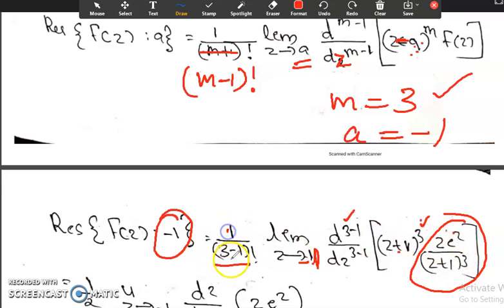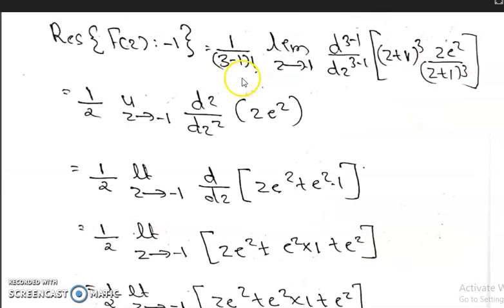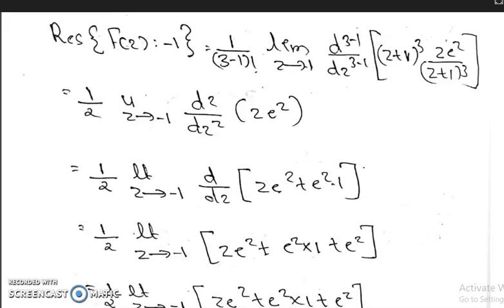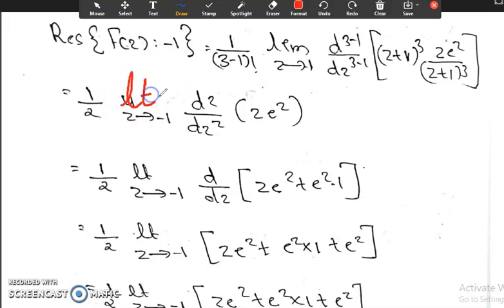So now 1 by 2 factorial, limit z tends to -1. 3 minus 1 is 2. So this becomes d square by dz square, and then the remaining term. So we get 1 by 2 limit z tends to -1, d square by dz square, z e power z.